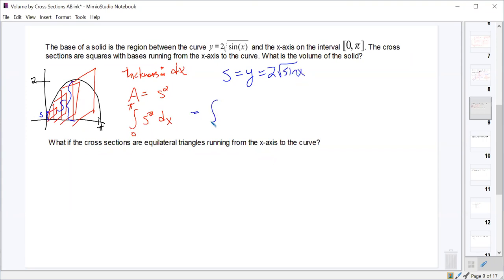So we should be able to rewrite this as an integral from 0 to pi of the side squared, which would be 4 sine X, times the thickness of each of those. So the integral from 0 to pi of 4 sine X dx. Good or no? Good. Great. What's the integral of 4 sine X?